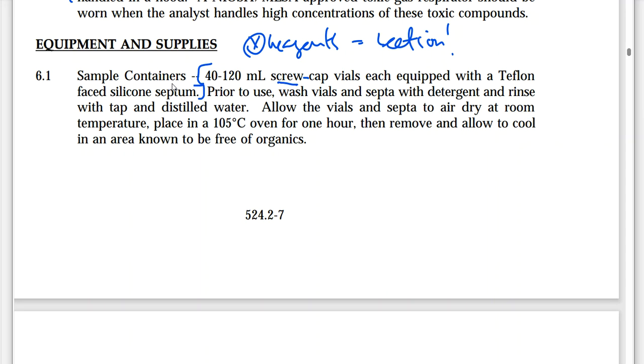And it says prior to use, you're going to wash all the vials and septa with detergent, and you're going to rinse them with tap water and distilled water. Allow the vials and septa to air dry at room temperature, and then place them in a 105-degree oven for 1 hour, and then remove and allow them to cool in an area known to be free of organic compounds. So this is the method's way of telling me that I should have an SOP written for cleaning of the vials. This is a whole thing in itself, right?